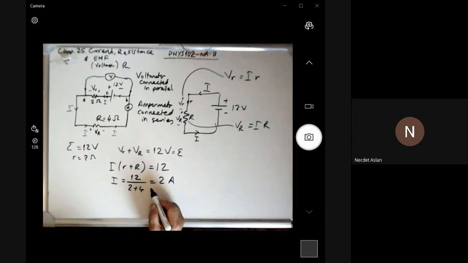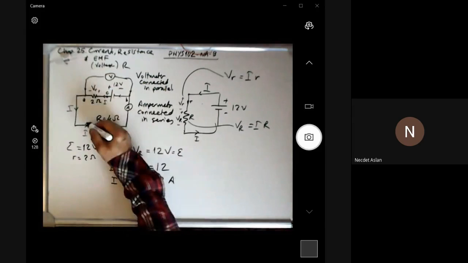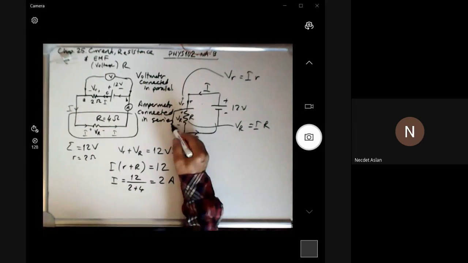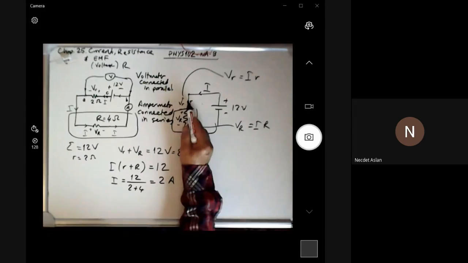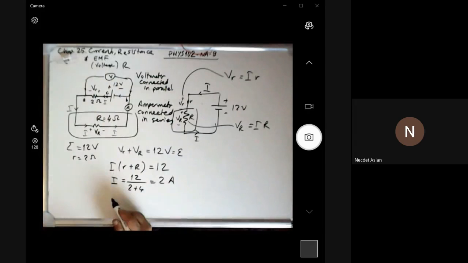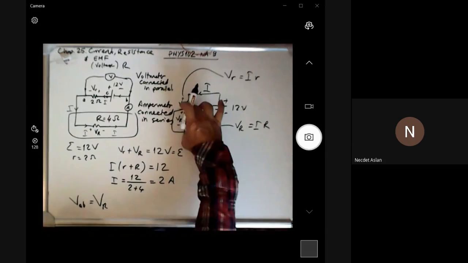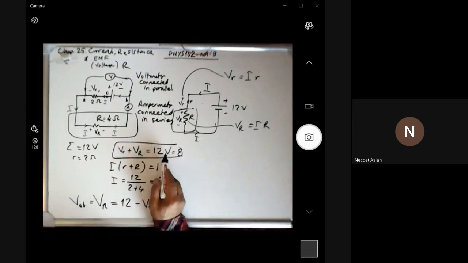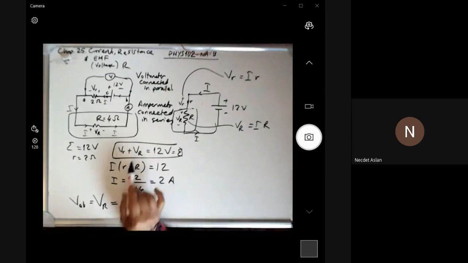So what about the potential difference between points A and B, across the resistance R? Because this is our circuit, right? This is our main circuit, let's say. This small r is coming from the internal resistance. So now what happens is that this V_AB, which is V_R, the potential difference, is equal to just 12 volts minus small V_r, like that. So you have to subtract V_r from 12 volts in order to find V_R.